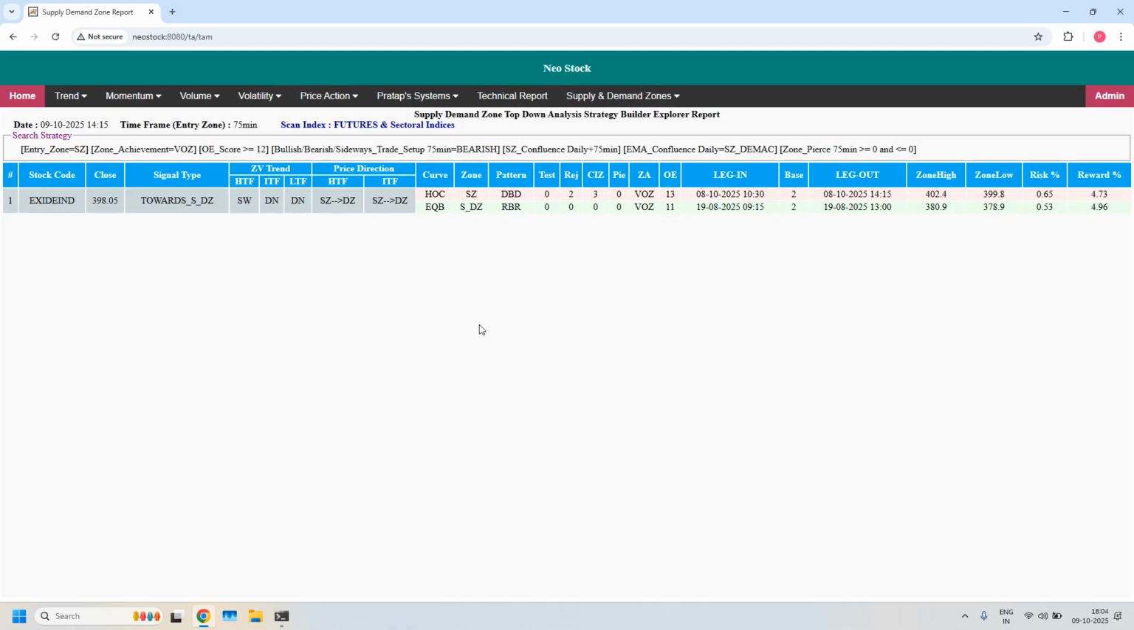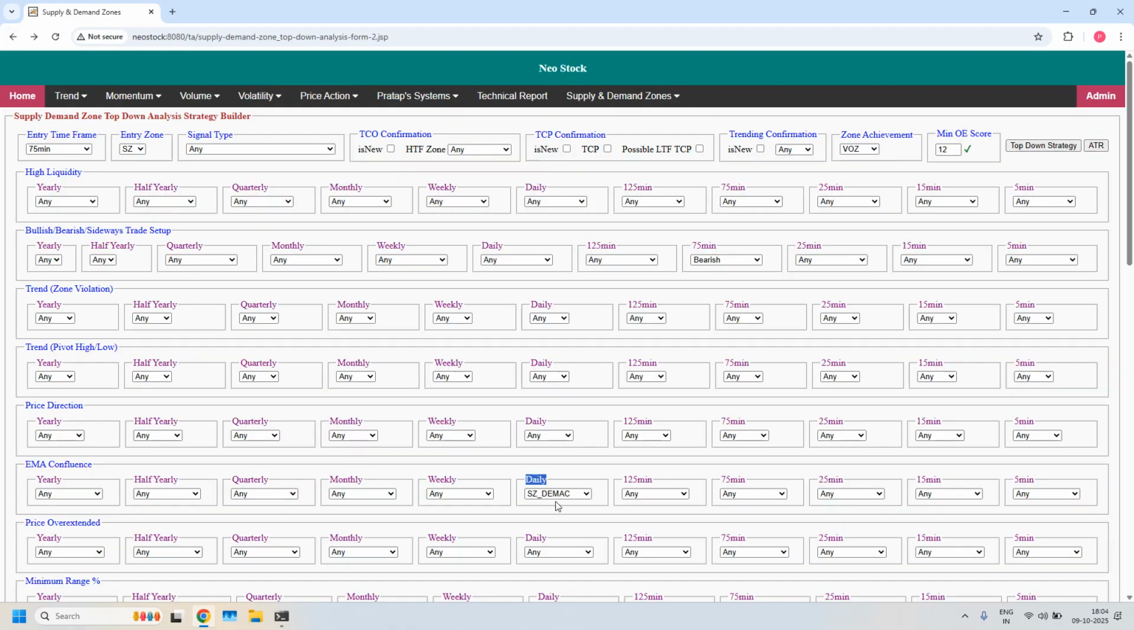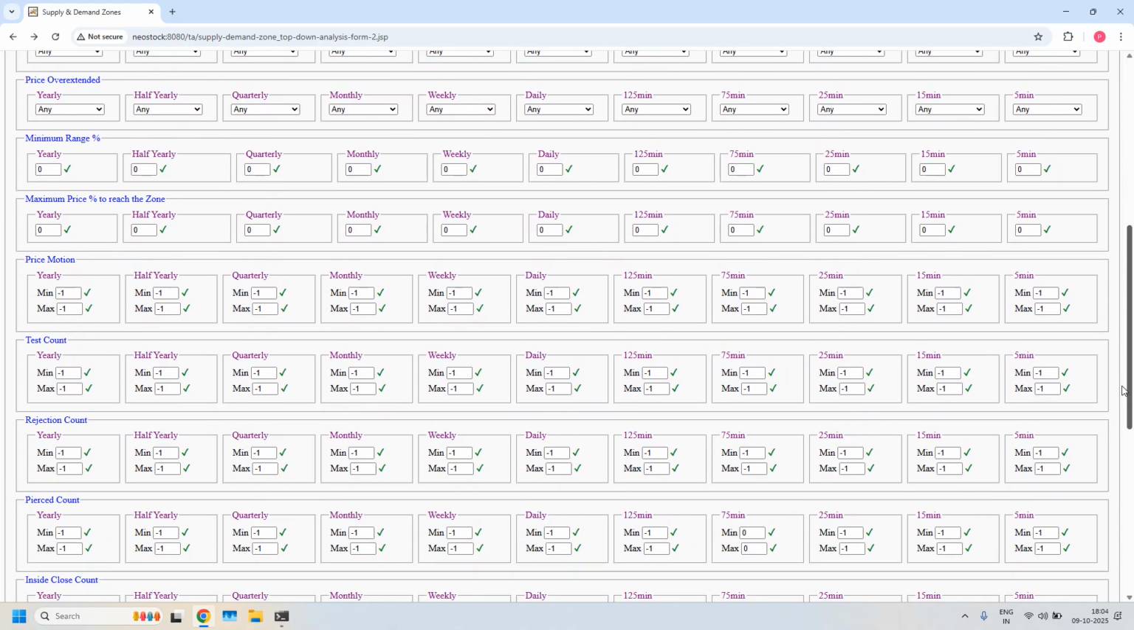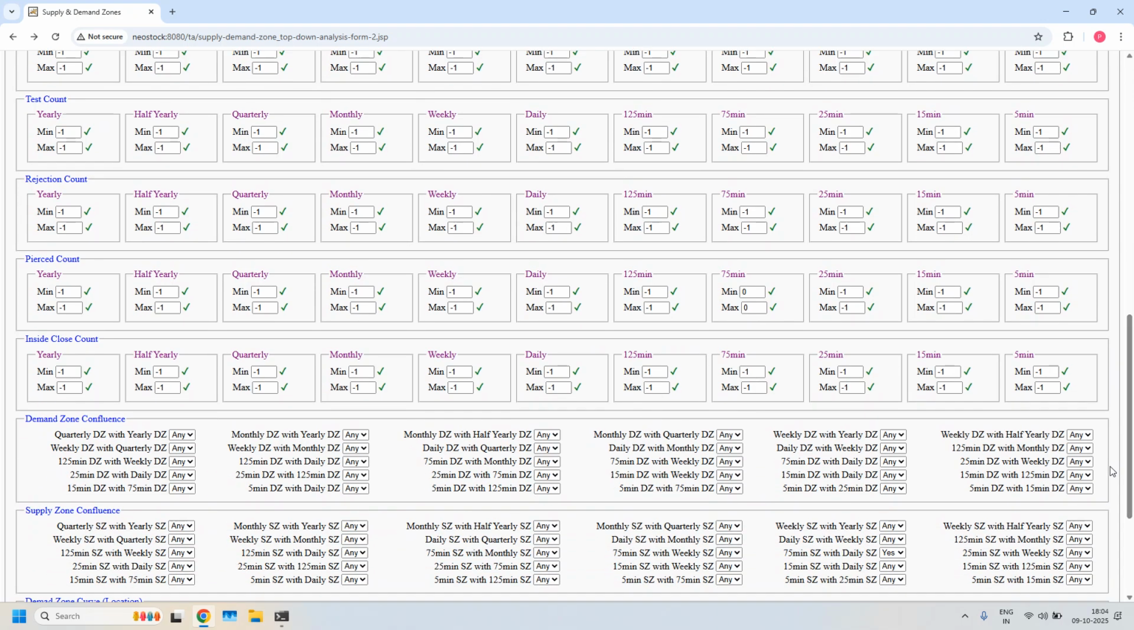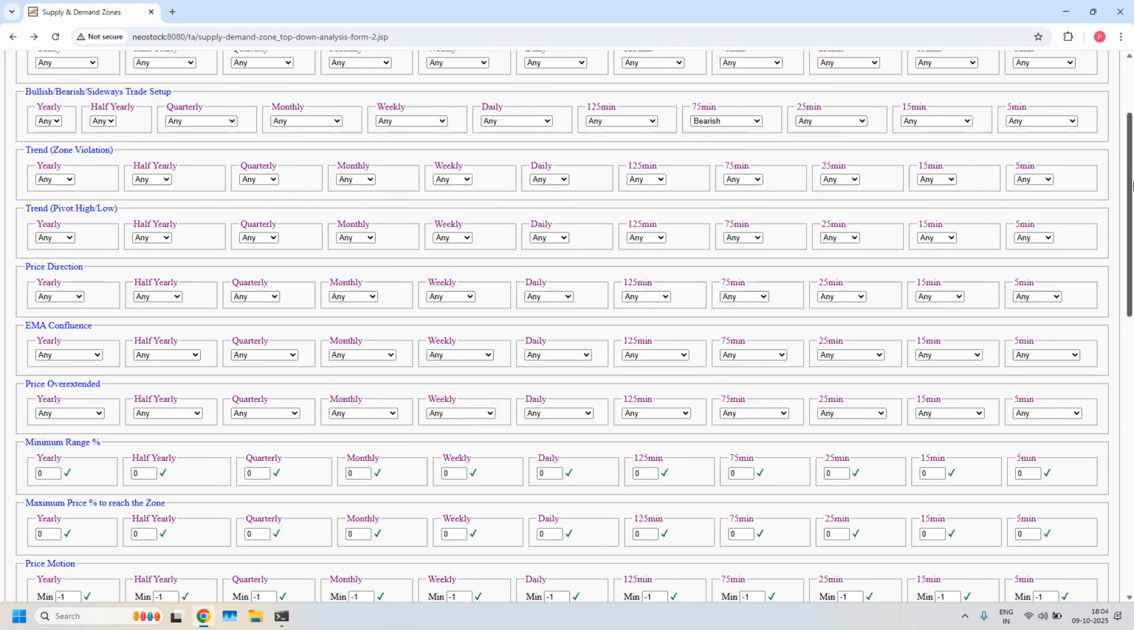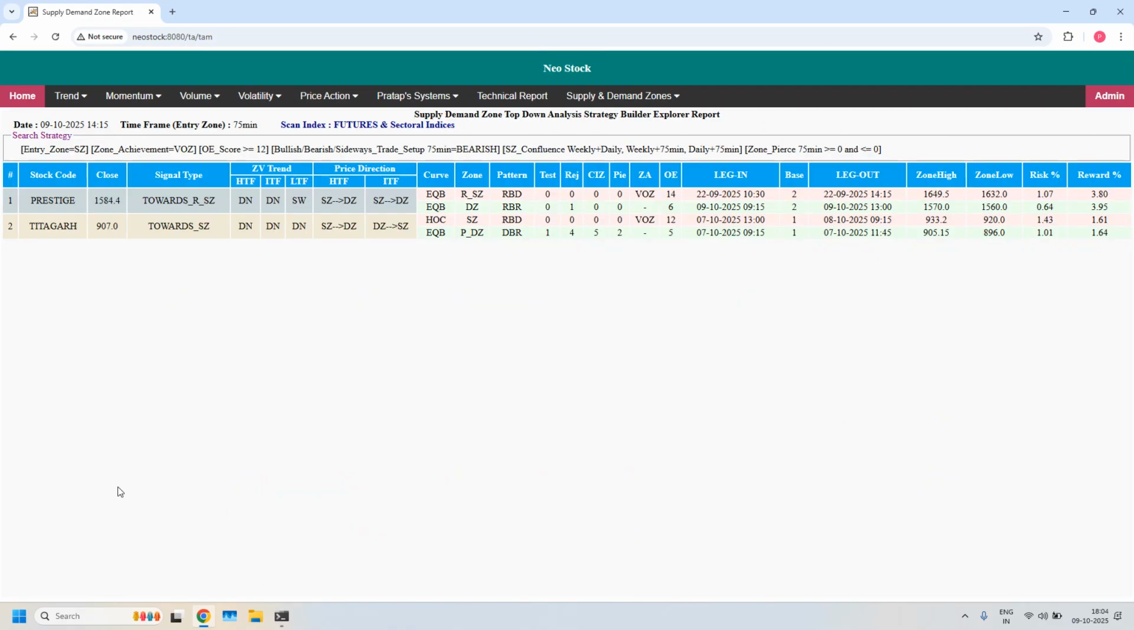Okay, next filter is LTF, ITF and even HTF supply zone confluence, and then HTF EMA confluence. I removed ITF EMA filter. The supply zone confluence, 3 filters we have to set. That is 75 and daily, 75 minutes and weekly, daily and weekly supply zone confluence. By enabling all the 3 filters, we got 2 stocks.